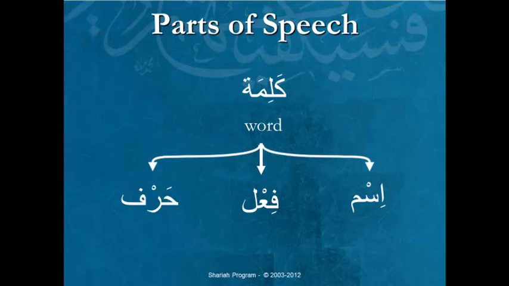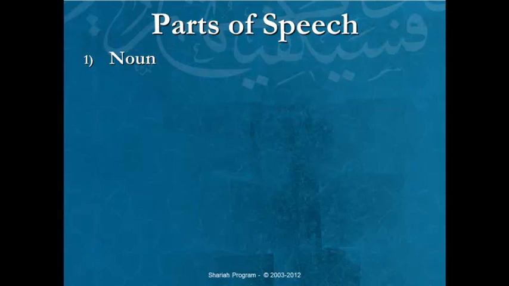Ism, fi'l, and harf. So in order to properly appreciate what they are exactly, let's go ahead with the English ones. So in English grammar, there's 8 parts of speech. There could be more, but for our purposes, 8 is sufficient. The first is the noun. What is a noun? A noun is a part of speech in English that refers to a place, a person, or a thing. So all people's names would be nouns. Countries would be nouns. Okay, objects, inanimate, animate, animals, they're all nouns.